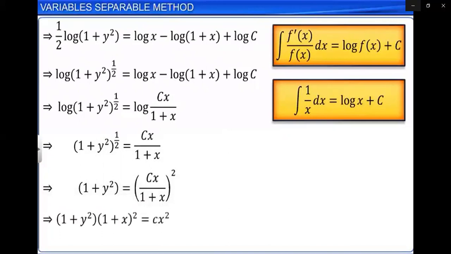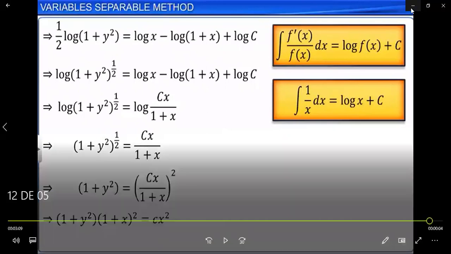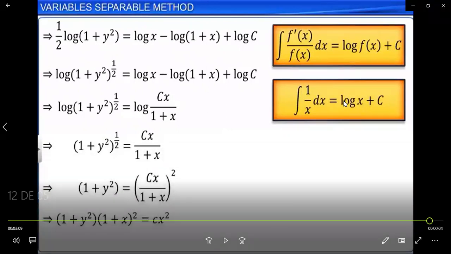Now what we can do, we can transpose on the left hand side. So the final equation that we are about to get is 1 plus y square into 1 plus x square is equals to cx square. So that is the general solution of this differential equation that we got.